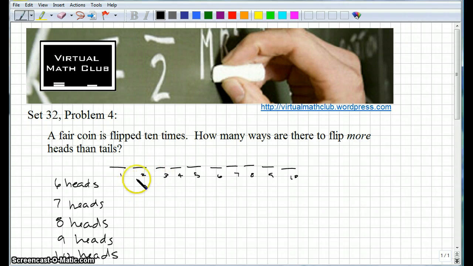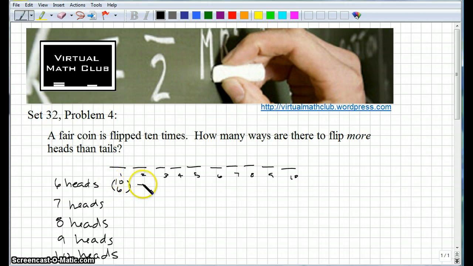Okay, so you can think of it as we have 10 places to put the heads, and then the rest are going to be tails, right? Once we get the 6 heads placed in these 10 slots, then the rest will just be filled in with tails, right? Because there's only 2 things that can happen. It's only either a head or a tail. So we can actually write this as 10 choose 6.